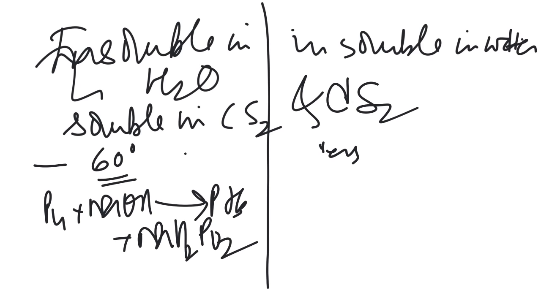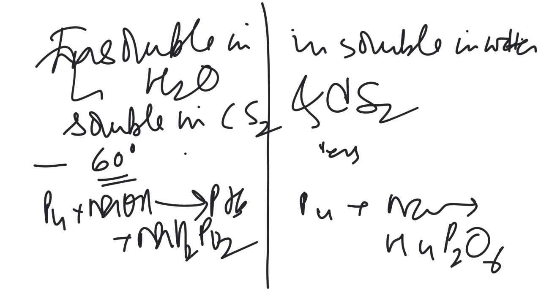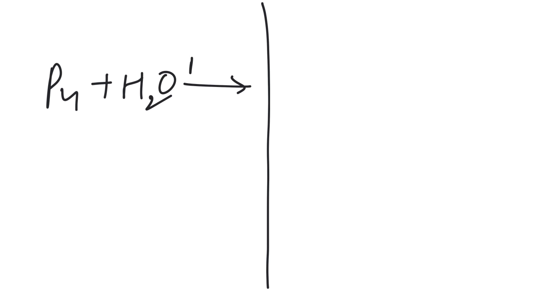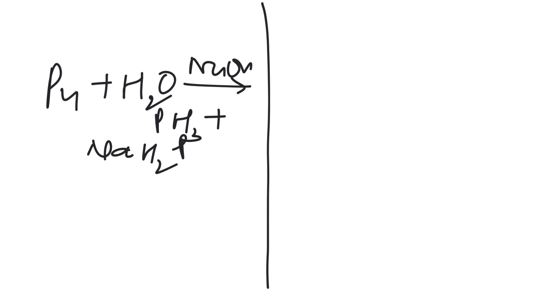Here phosphorus reacts with NaOH and forms PH3 plus NaH2PO2, sodium hypophosphite. Now the reaction of phosphorus P4 when it reacts with H2O in presence of NaOH, then what does it give? Phosphine plus NaH2PO2. Okay.